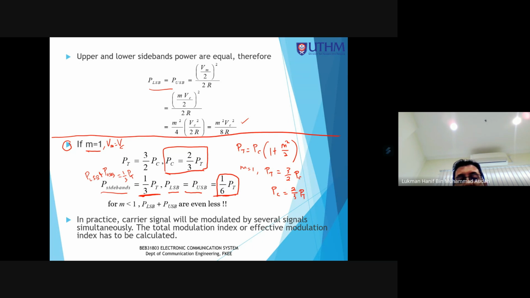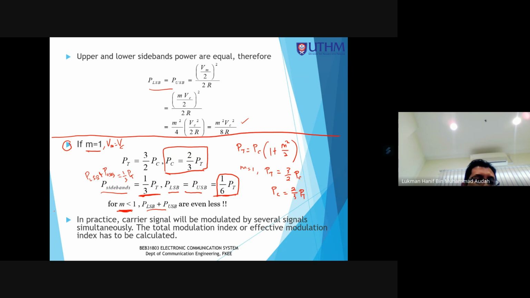1 over 6 of the total power is for the lower sideband, and 1 over 6 is for the upper sideband. Very small. So this is for the ideal case. But in a non-ideal case, it's going to be worse. That means the power of the sideband would be even less than 1 over 6 of the total power.